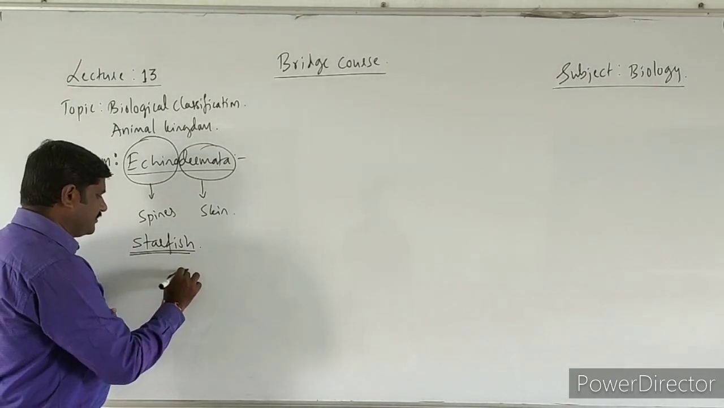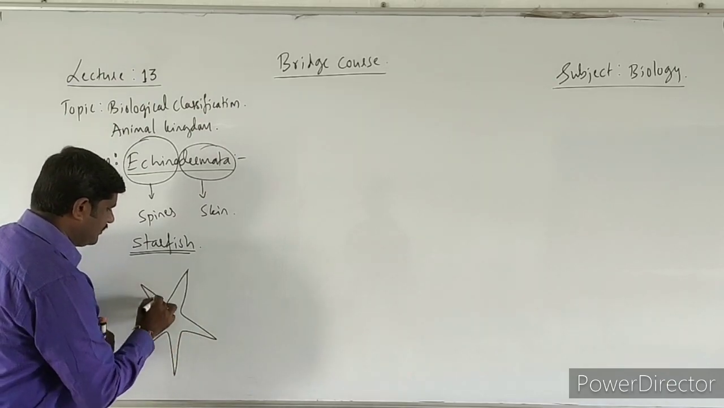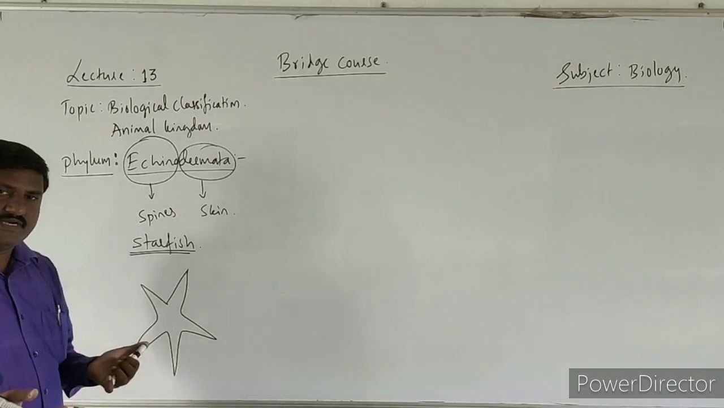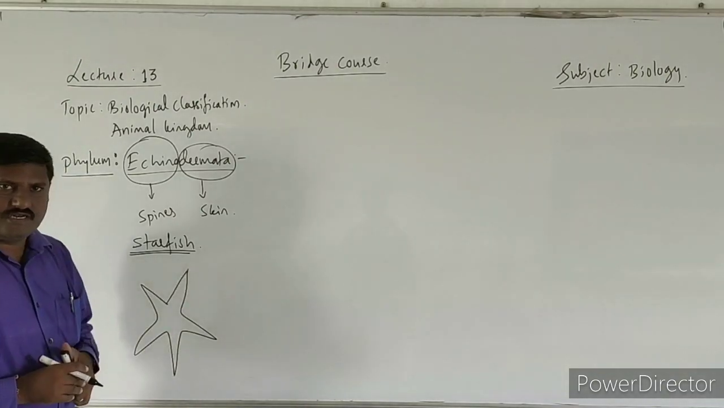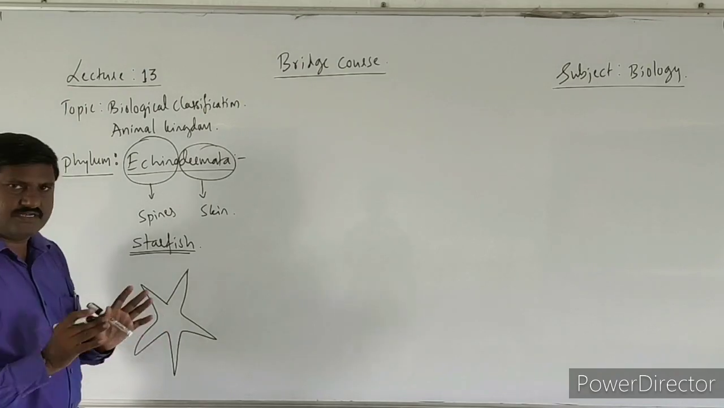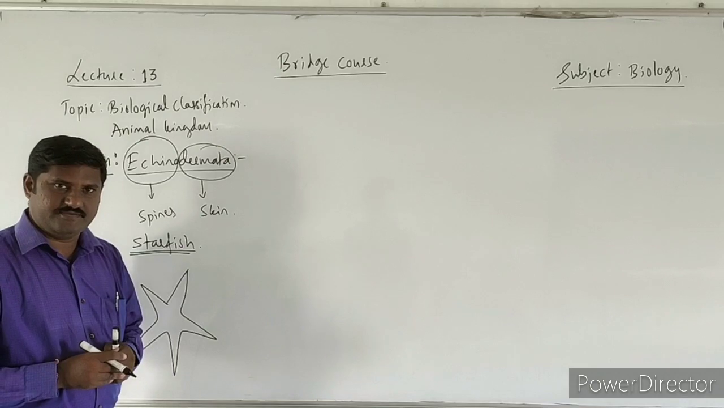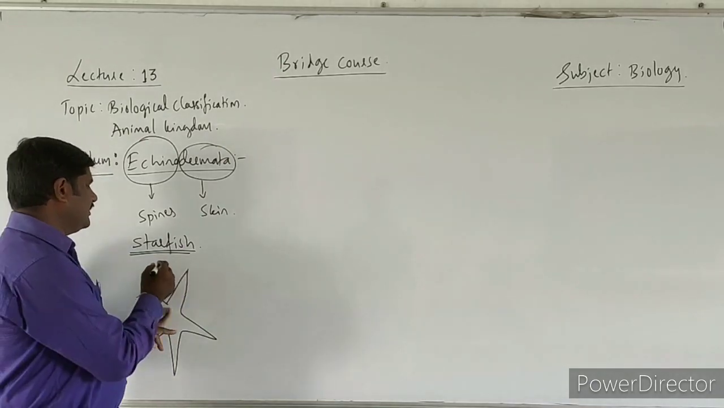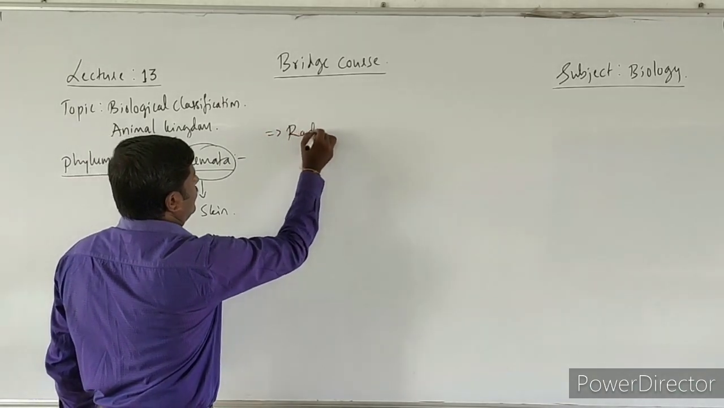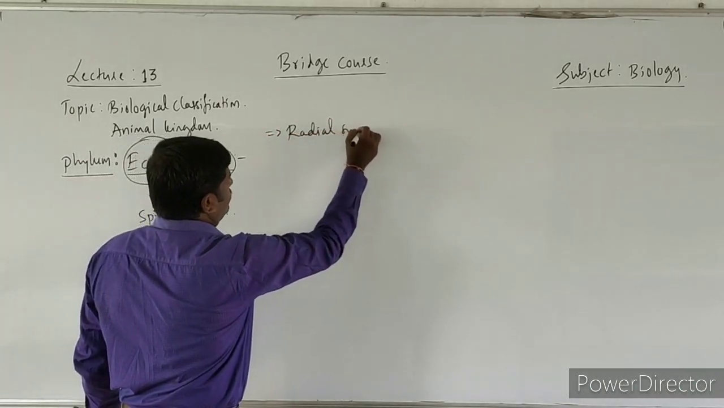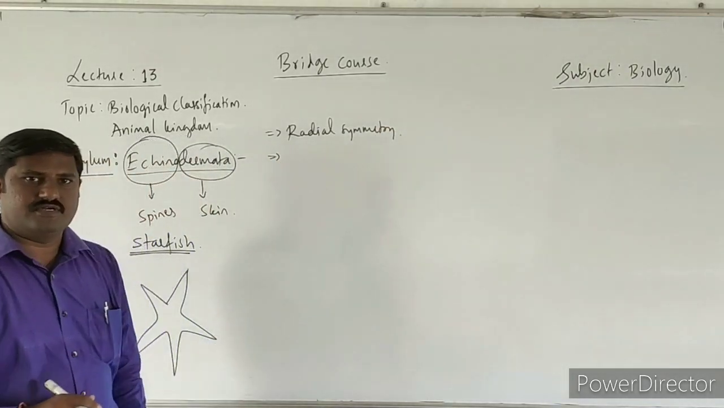So how is the starfish? It is star shaped, right? Then body symmetry, how would it be? If you cut the body in any direction, then it is cut into two equal halves. What it suggests is radial symmetry, right? A radial symmetry this body has, right? A radial body symmetry is present in these animals, right?